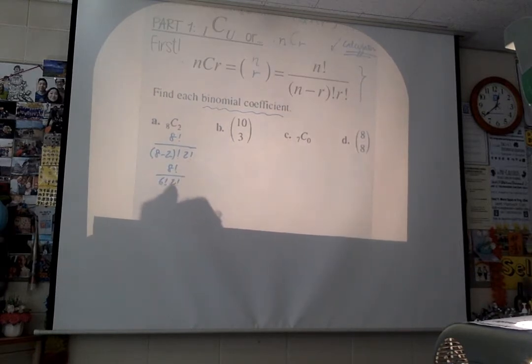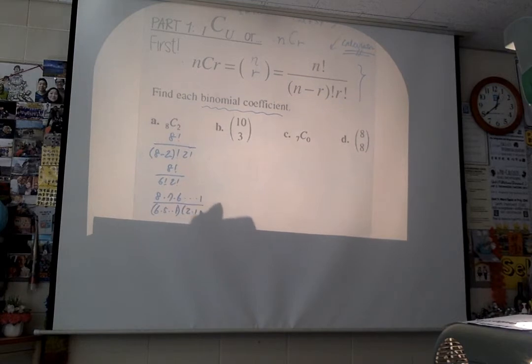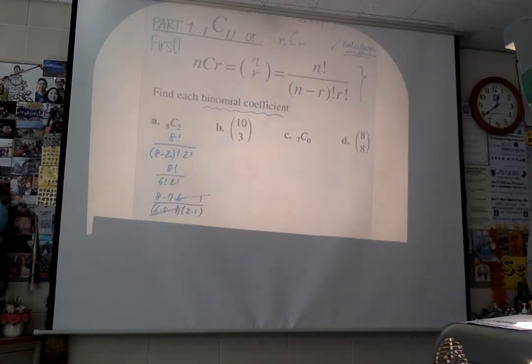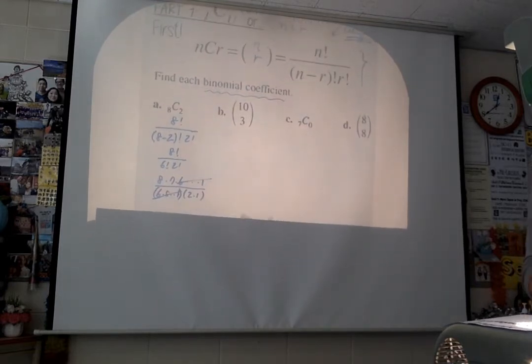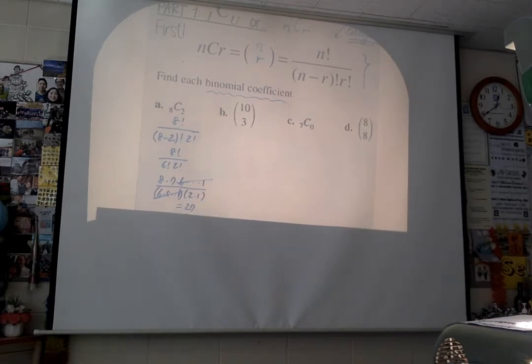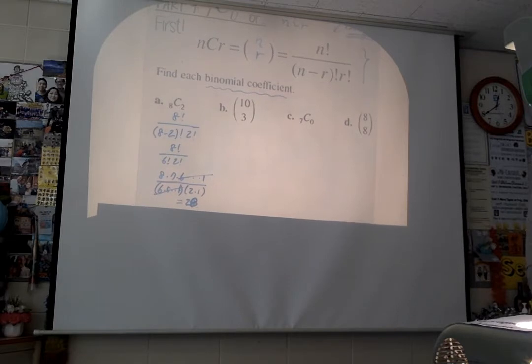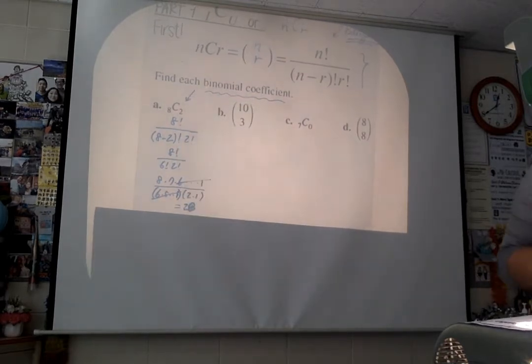If I was to write this out, it's 8 times 7 times 6 times 5, dot, dot, dot, all the way to 1, over 6 times 5, dot, dot, dot, all the way to 1, times 2 times 1. So that's all gone, and you're left with 56 divided by 2, which is 28, okay? Sorry about that. 28. Or you can keep on dividing. You don't need a calculator, but if you want to check it with a calculator, it's really easy.